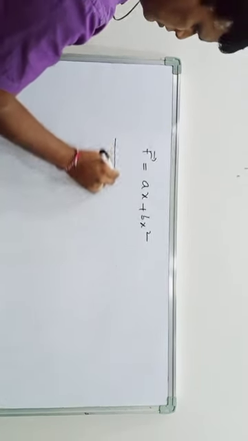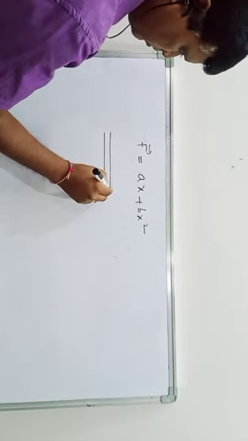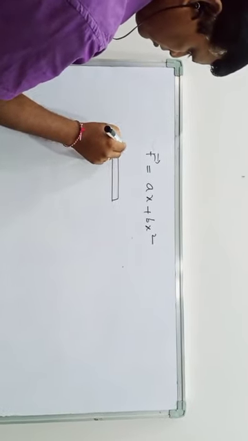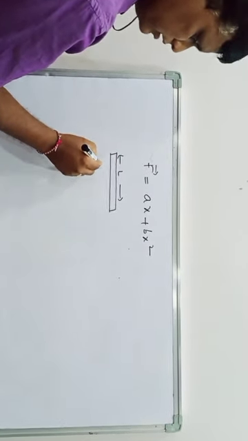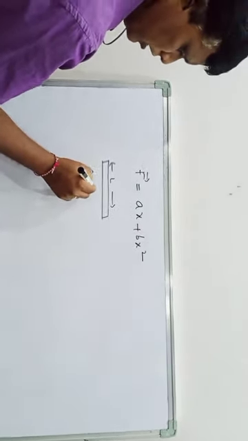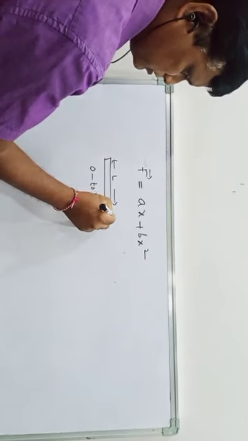So that means the length of the rubber band is L. Initially the extension is from 0 to L, since it is unstretched.